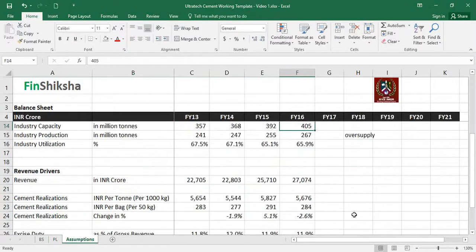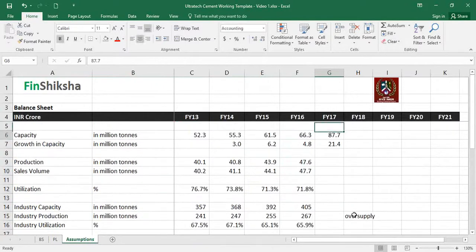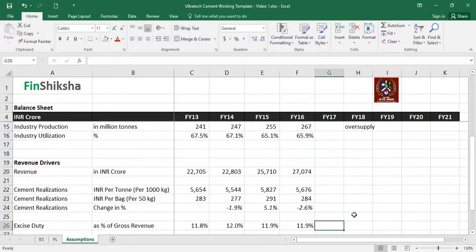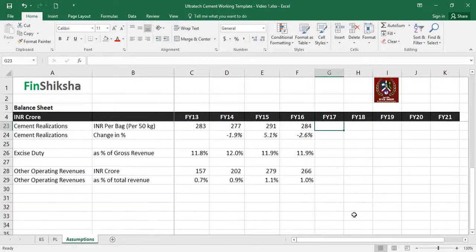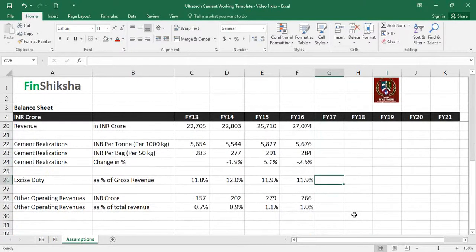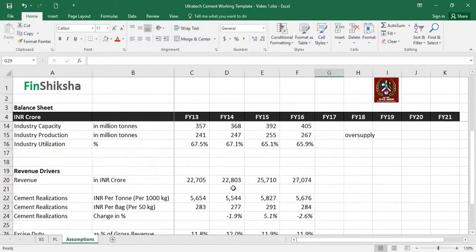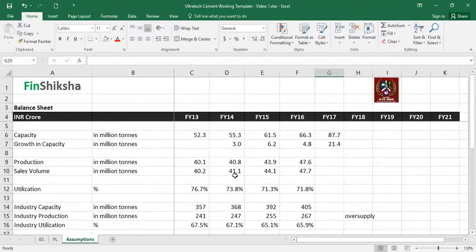So we broadly have most of the revenue drivers available with us. All we need is a growth in cement price next year. We need a total production number next year, if we can find out what's the utilization of the company, what's the production number of the company, then we should be able to basically arrive at the final revenue for the company. We make an assumption for excise duty and we make an assumption for other operating revenues, and we should be able to zero down on what are the key revenue drivers for this particular business, right?